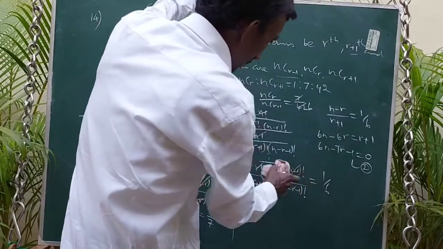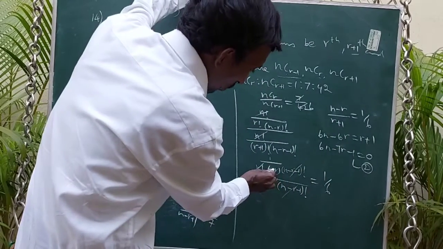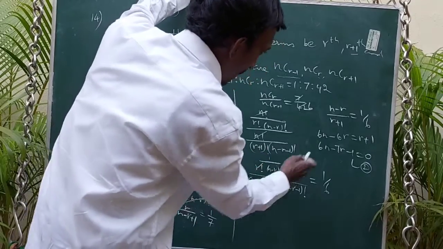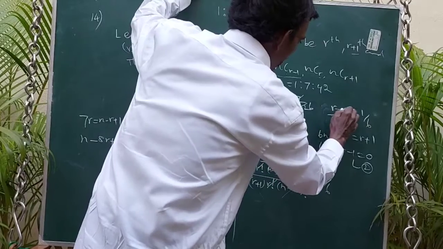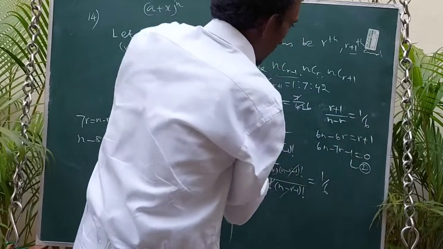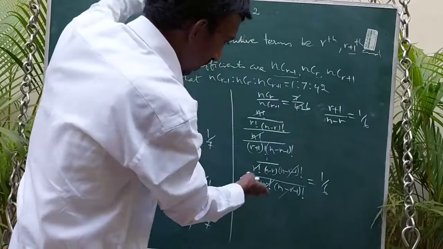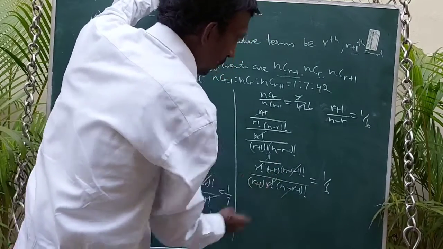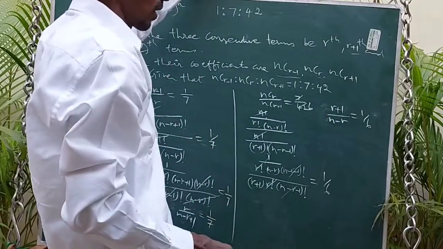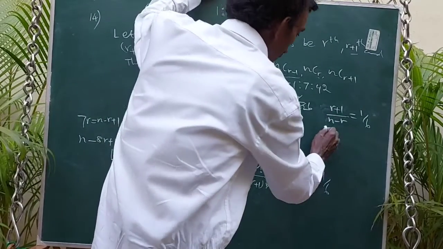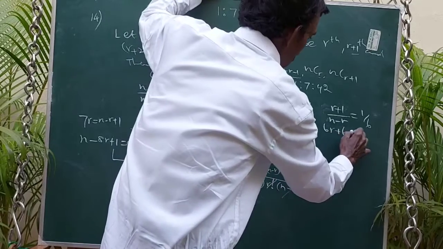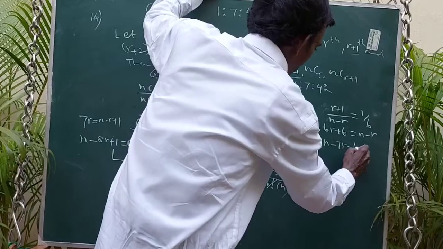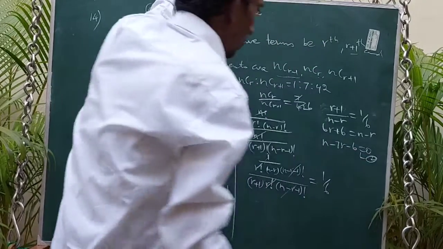Sorry my student, here we made the mistake. So the n minus r goes to the numerator and r plus 1 goes to the denominator. Here we made a mistake. So r plus 1 by n minus r equal to 1 by 6. Look at here, 1 divided by n minus r, it is in the denominator, it goes to the numerator. So we are getting r plus 1 by n minus r equal to 1 by 6. 6r plus 6 equal to n minus r. Okay, n minus 7r minus 6 equal to 0. Take it as 2.